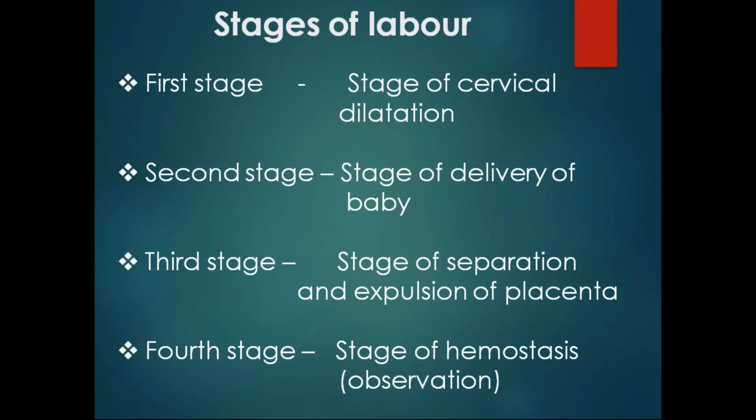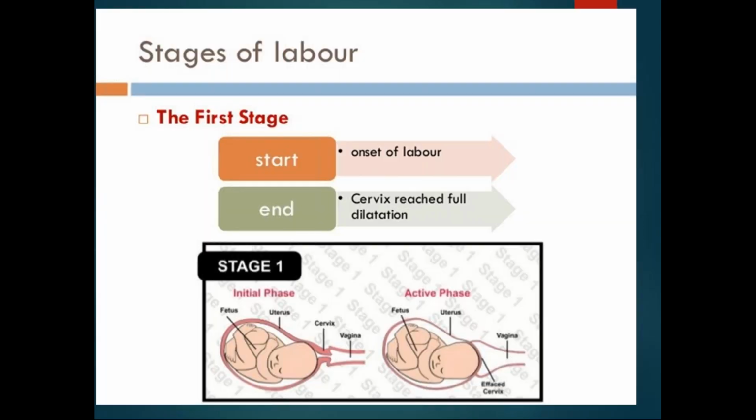So this fourth stage is securing hemostasis, and you have to make sure every woman will have a stoppage of bleeding. So this is a stage of observation. Right. Now coming to details of each stage.